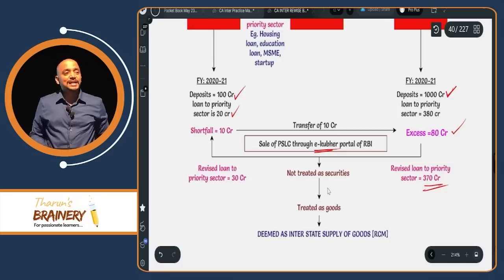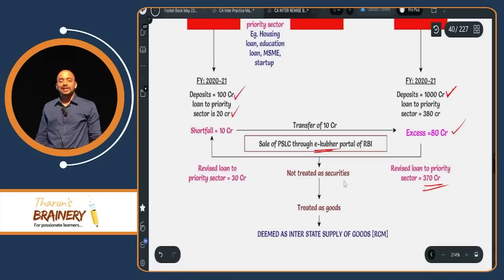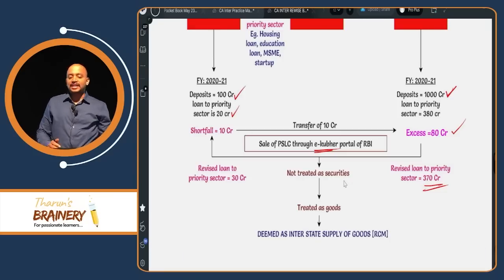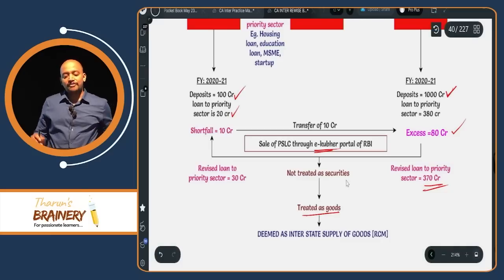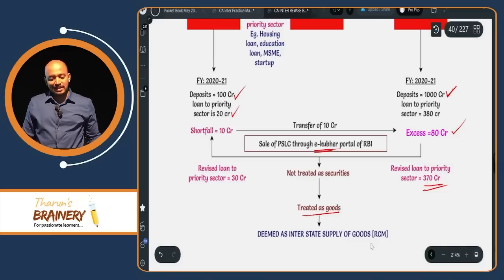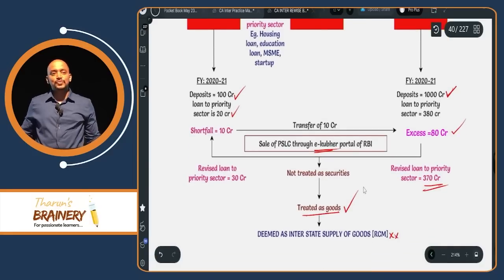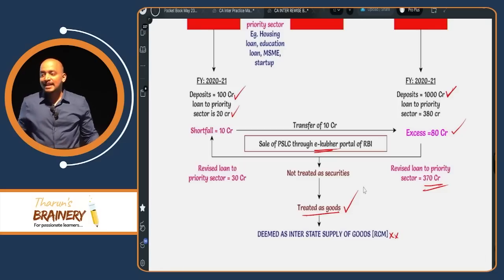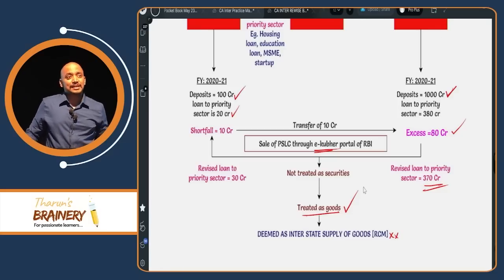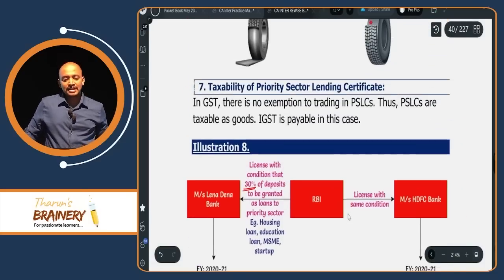And this will not be treated as securities because these are not traded in a stock exchange. Then it will be treated as supply of goods and deemed interstate supply chargeable to GST under RCM. This you don't have to remember, but this you need to remember. This will be treated as goods. So now tell me, is trading in PSLC treated as supply of goods or supply of service?